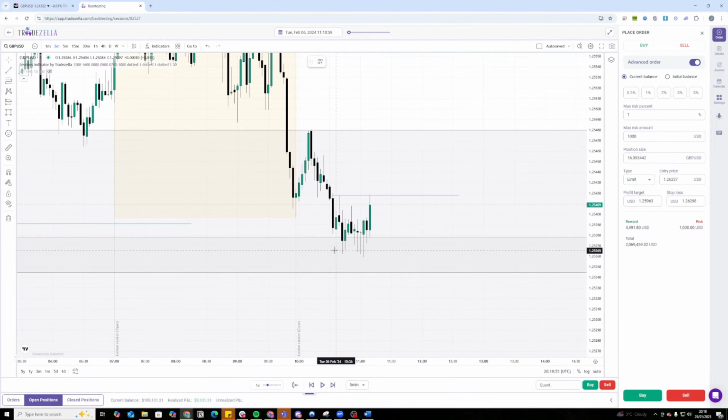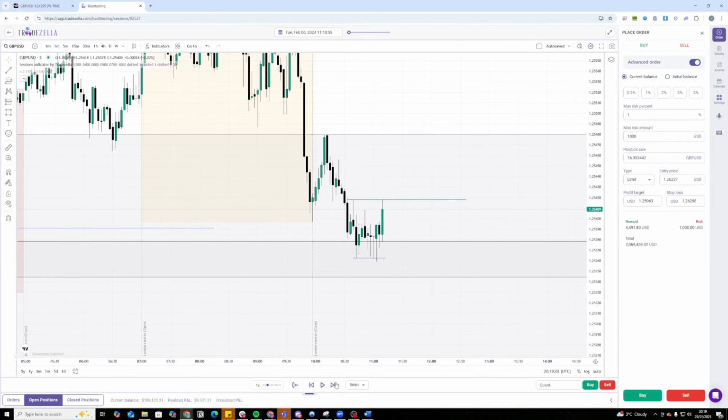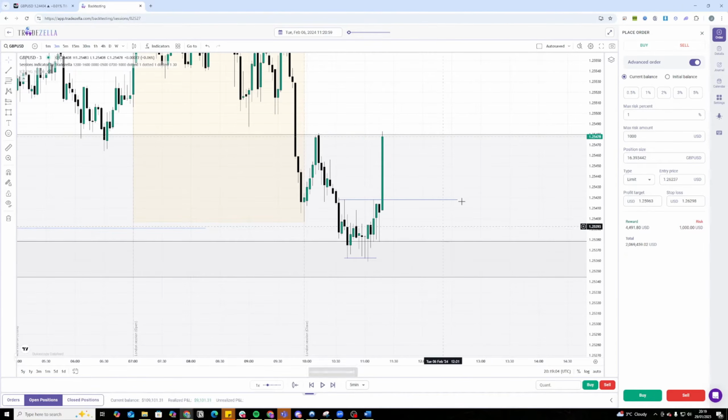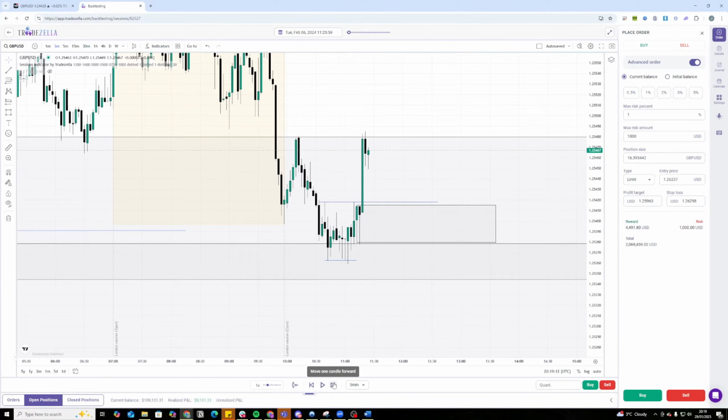Okay, so we also get a sweep on the lower time frame just before the market structure shift, which is great. That gives me extra confidence. Let's see if we get it. Okay, we do get it. It's quite an aggressive push away. This is now our area of demand to enter from. So let's see if we can get a pullback into there, and if we do, we'll look to take an entry. So let's mark up our entry here.